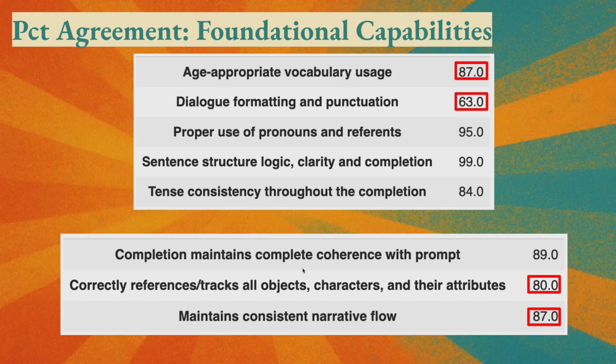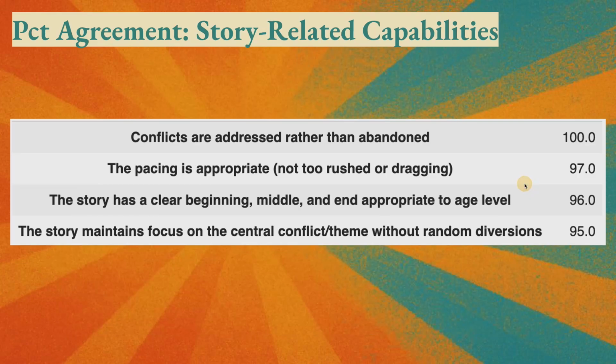For context tracking, I was surprised that referencing and tracking object characters and their attributes was the lowest criterion. I thought that would be one of the stronger ones. The strongest one was actually completion maintains complete coherence with prompt, where Haiku and I agreed almost at my target level of 90%. And then maintains consistent narrative flow is solid. It could be a little better, but I'm not too worried about that.